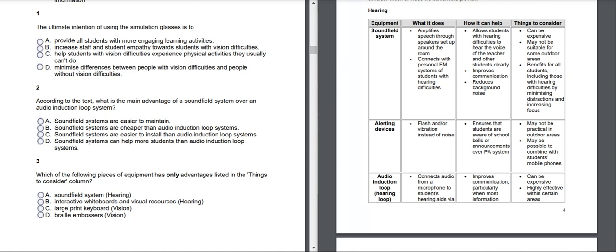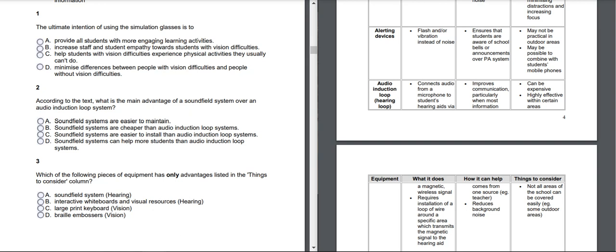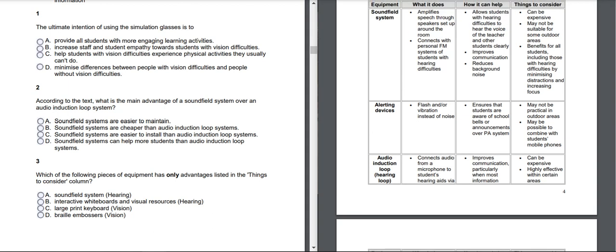It benefits all students. Now, if we compare that to the audio induction loop system, it does say that it improves communication, reduces background noise, so fairly similar to the sound-field, can be expensive, highly effective in certain areas. Not all areas can be covered. As we can see, none of the answers are an absolute perfect match, as you could infer that improves communication is fairly similar to what is written up here. Now, the answer that they are looking for is that it will help more students, and this is based purely on the fact that it mentions students with hearing difficulties. Again, that would be sort of expected when it's saying it improves communication.